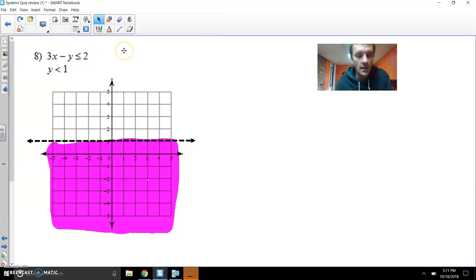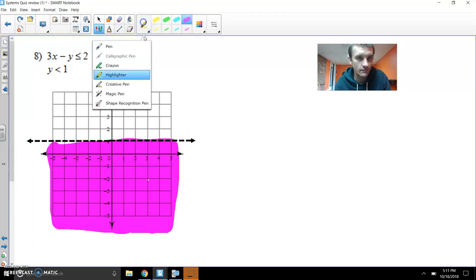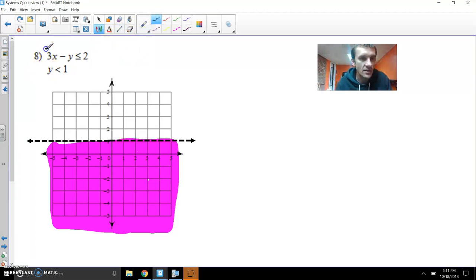So I'm going to take this 3x minus y, put a pen on my hand here. I'm going to start solving for y here. So I'm going to take that 3x and move it to the opposite side. So that's negative y less than or equal to negative 3x plus 2.